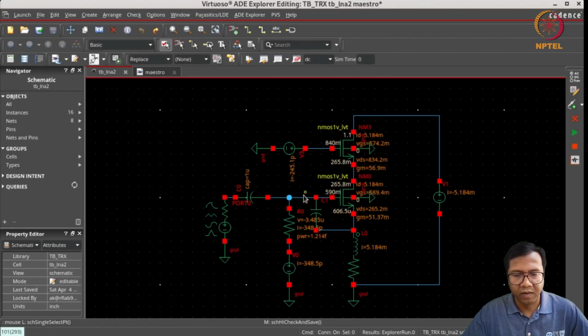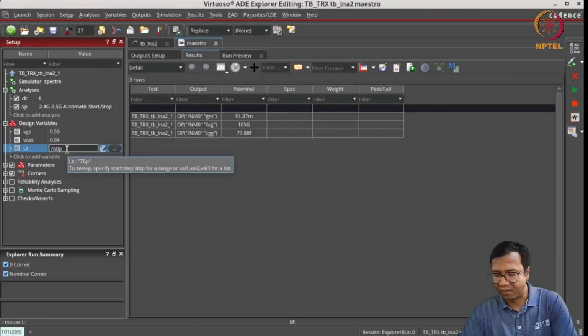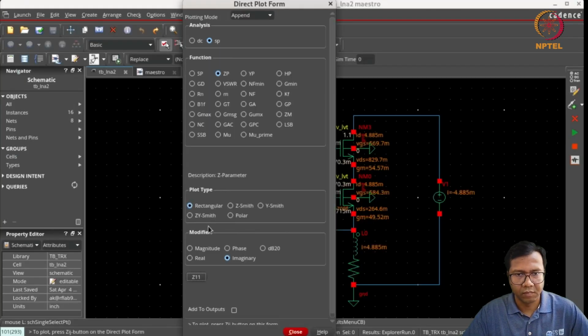And since we are increasing the CGS by a factor of 10, we may also have to increase the LS by close to a factor of 10. So we have 76 picohenry. Let us increase by a factor of 10 to 760 picohenry. Now again, let us plot the real and imaginary part of input impedance.